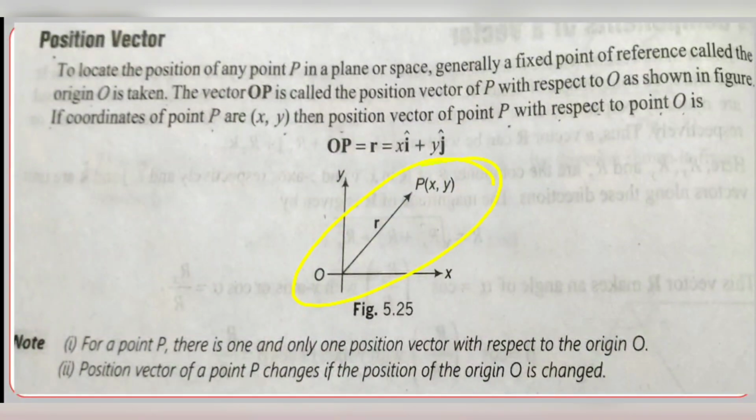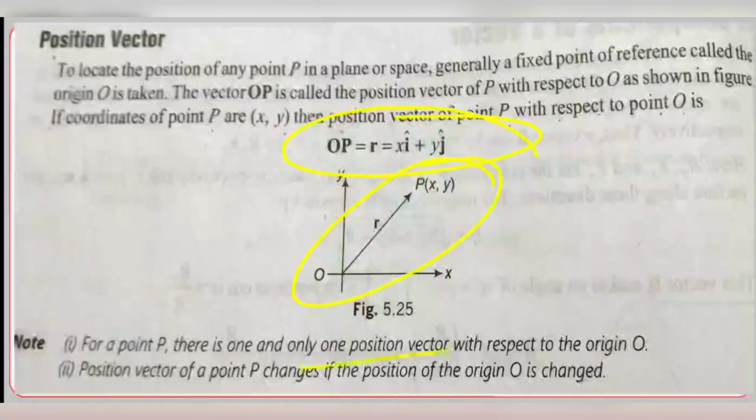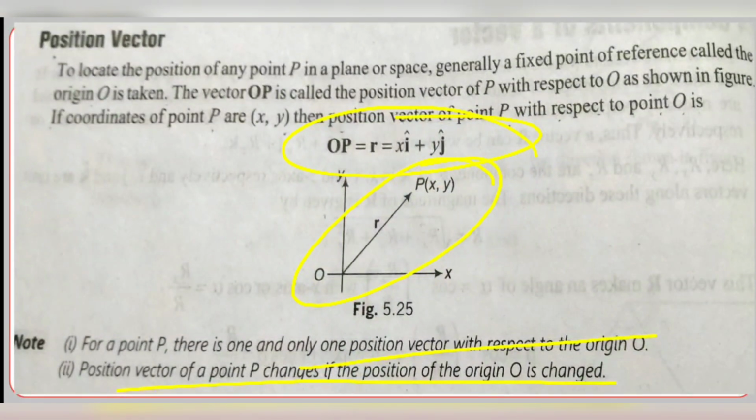This O and P is a position vector. Note that for point P, there is one and only one position vector with respect to origin O. The position vector of a point P changes when the position of the origin O is changed. So this is the position vector.